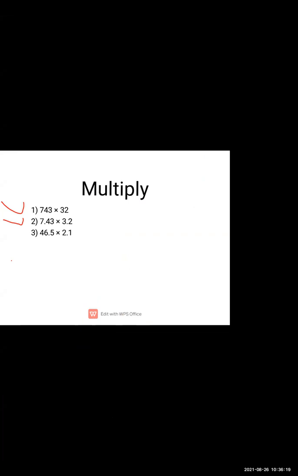What is this? 46.5 multiplied by 2.1. Okay. So now here we have to multiply it. That is 1 5 are 5. 1 6 are 6. Very good. 1 4 are 4.